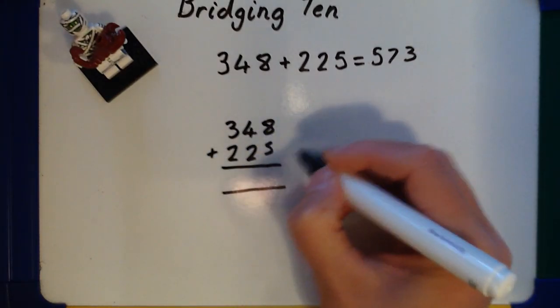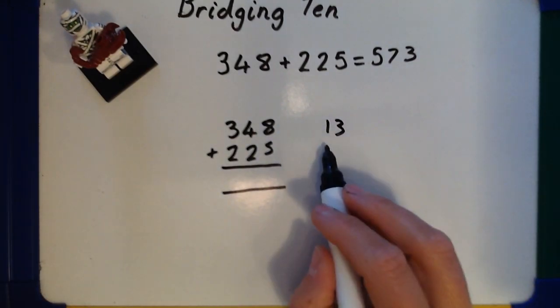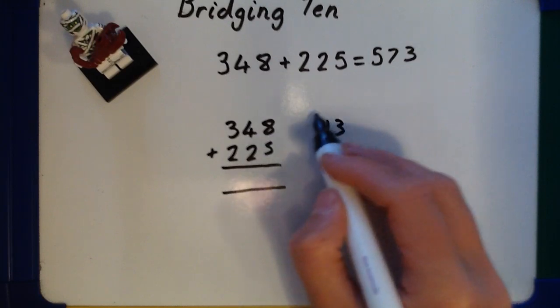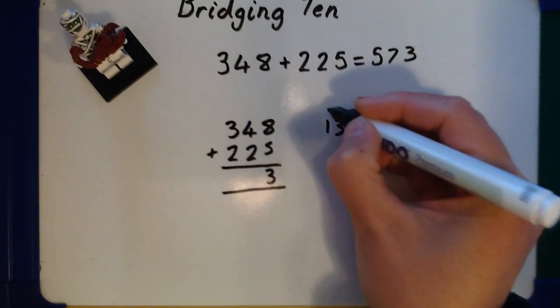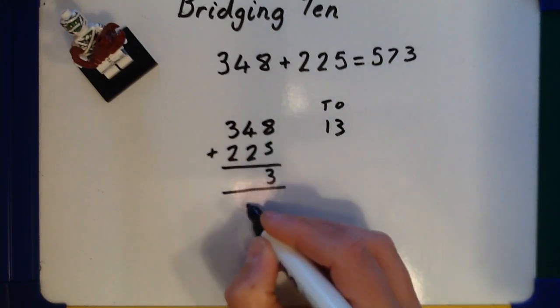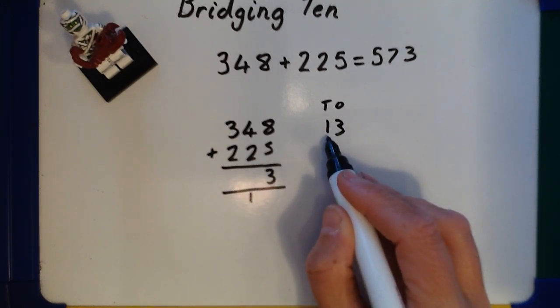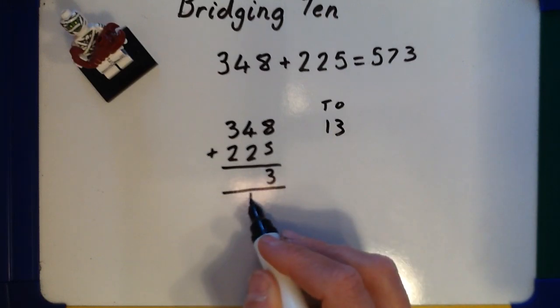So I'm going to again do 8 and 5, which is 13. So this time I have to think a little bit more. I've made 13. I can't put 13 in my ones column because that would mess everything up. So I need to look carefully at this number and split it up. I'm going to put the 3 in the ones column, but I need to put the 10 in the tens column. So I just put it underneath there. So 13 is made of 3 and 10. So I'm going to put the 3 in the ones column and the 10 in the tens column.